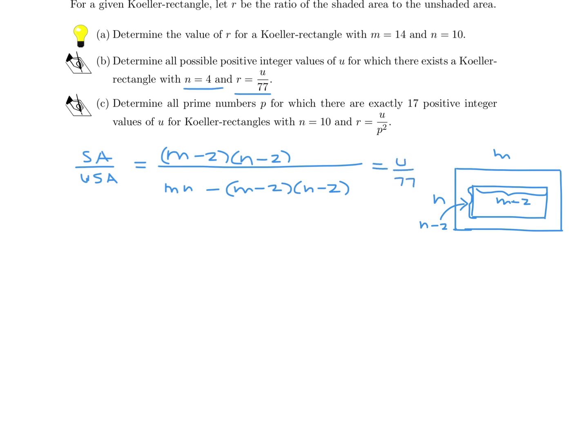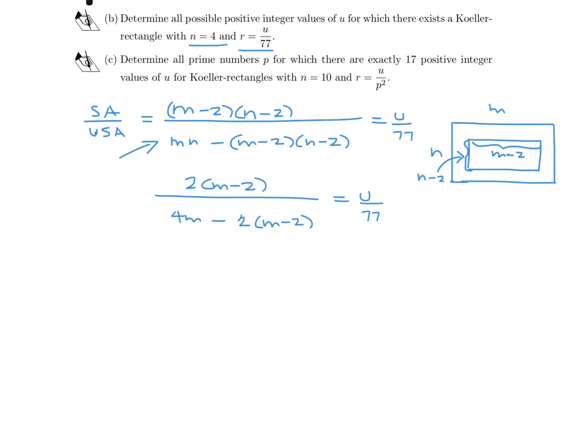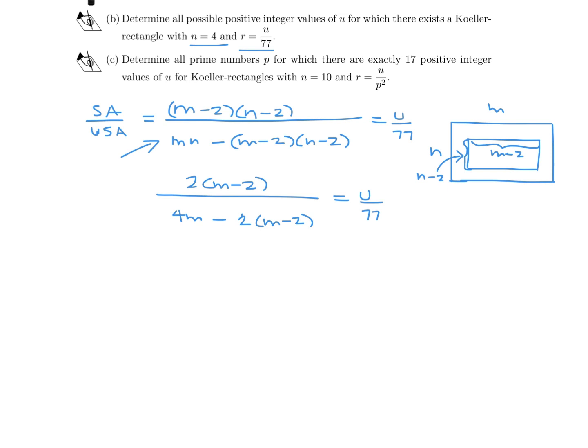They also gave me that n is 4, so that really helps. That means I can plug that into here. And when I do, I get 2 times m minus 2 over 4m minus 2 times m minus 2, which is equal to u over 77. Got it? Okay, so we have that, and I guess we have to simplify this now. If I expand all this, it becomes 2m minus 4, and this becomes 4m minus 2m plus 4, and that's still u over 77.